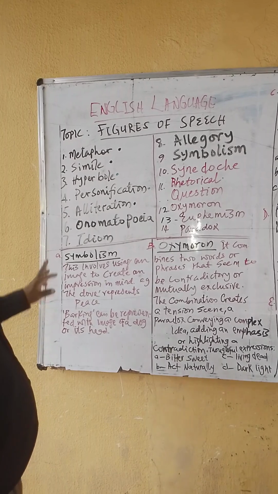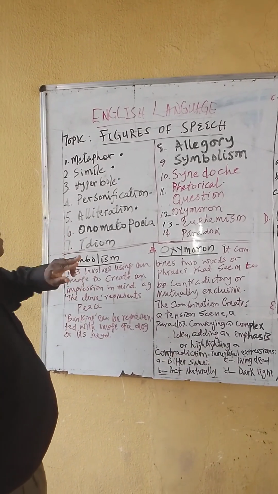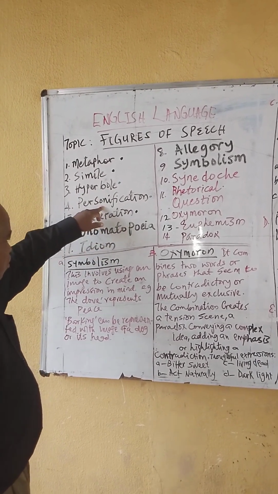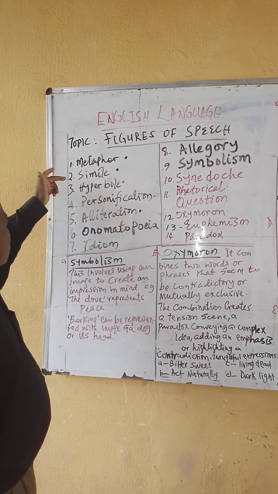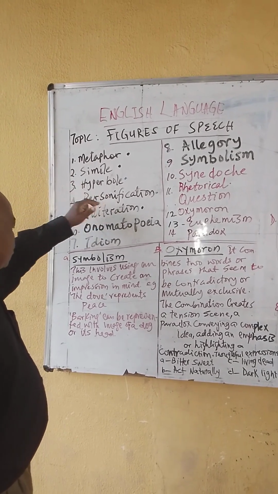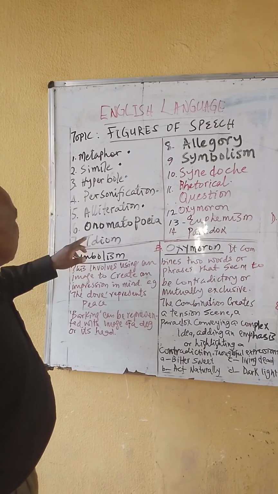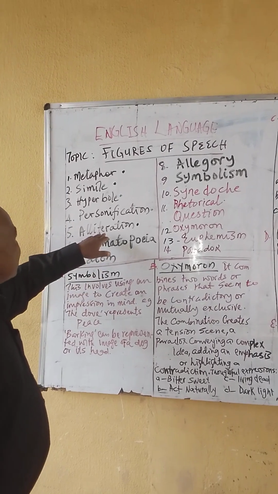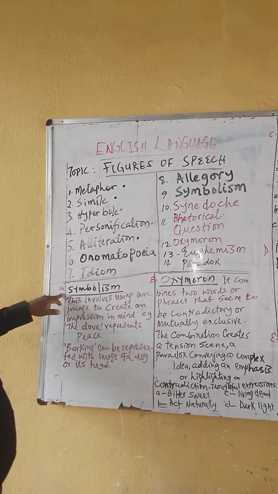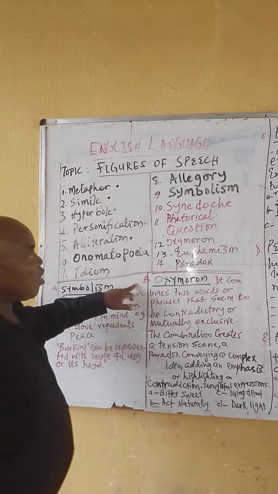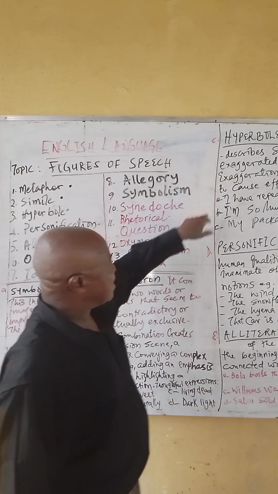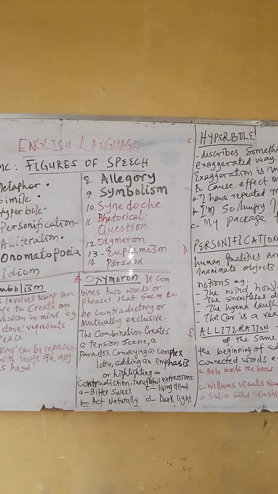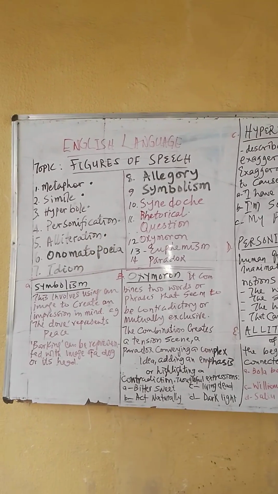So for today, the other class we couldn't complete, we were talking about hyperbole and personification. So we are continuing today with the same hyperbole and personification, and then we shall be going into what is called alliteration. So you see symbolism here, oxymoron, hyperbole, and then personification. So we'll take symbolism, oxymoron, hyperbole and personification.